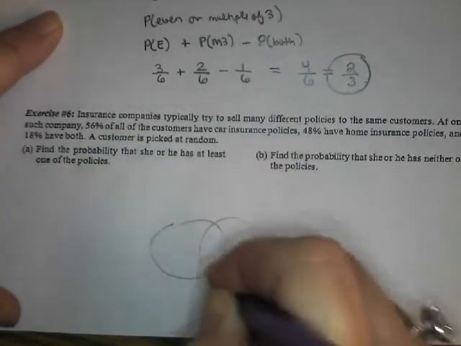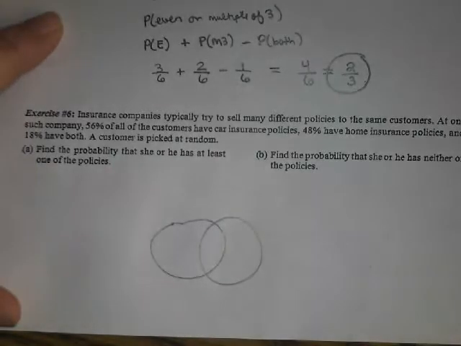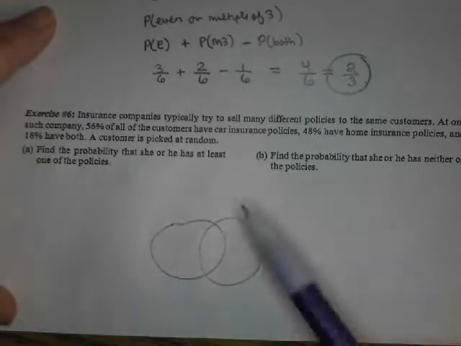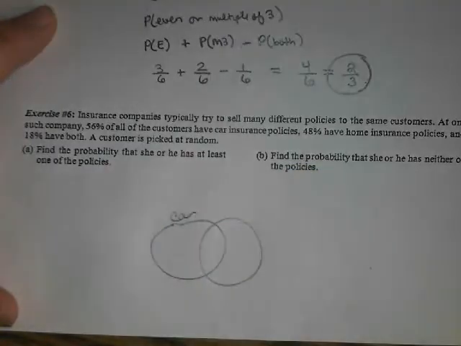And this is at one insurance company. What insurance companies do you know of? You're too young for that. Come on, you see commercials. Allstate. This is Allstate. And Allstate says that 56% have car, so I'm going to have a car circle, and 48% have home.